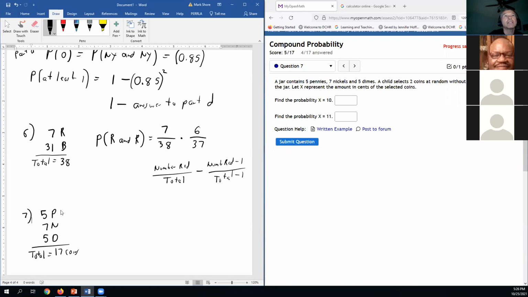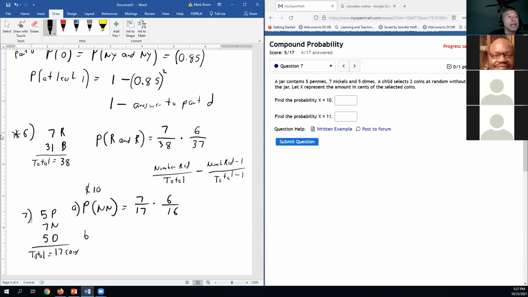Okay. And it says find the probability of getting 10 cents on 2 coins. Well, the only way that you can get 10 cents on 2 coins is they both have to be nickels. So it takes us back to problem number 6. So the probability that both are nickels is, how many nickels do we have? We have 7 nickels out of the total number of coins, 17. Then once we have that 1 nickel, that takes us down to 6 nickels out of the total number of coins, 16. And that would be the answer to part A.